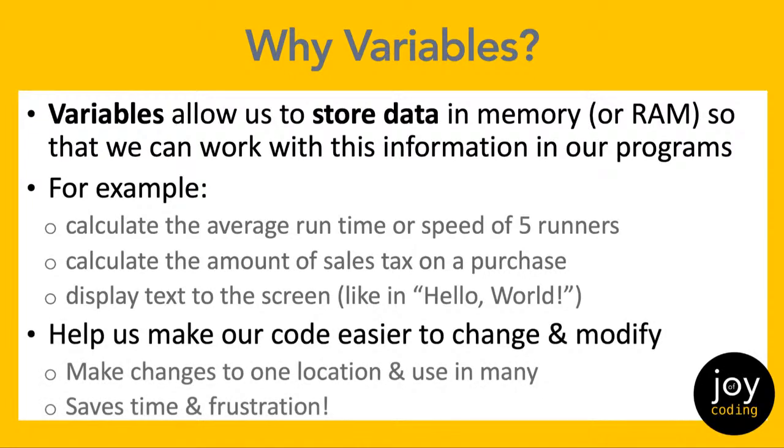Variables also help us make our code easier to change and modify. This is really important because research has shown that the most time we spend in developing programs is actually on changing and modifying them. So if we can speed that process up a little bit, it's definitely worth paying attention to. Variables help us make changes in one location in our program and then use that data all over the place. And then if we need to change it, we can just make that change in that one place, which is going to save us time and frustration as we move forward and build bigger and bigger programs.